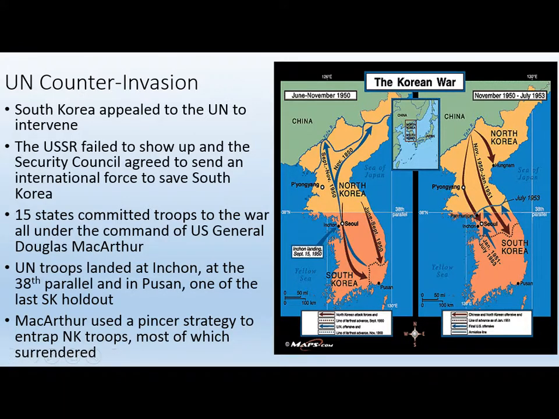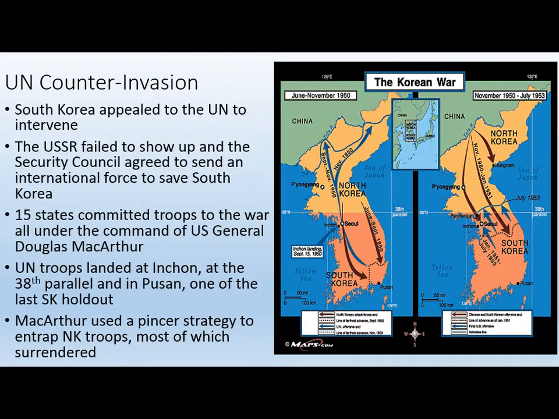So South Korea formally appeals to the United Nations to intervene. Remember, the United Nations is an international organization created after World War II to solve the world's political problems. One of the big distinctions between the United Nations and the League of Nations is that the United Nations is run by the Security Council. The Security Council is most of the world's most important countries, including the United States. And it's those countries that get to decide the decisions for the entire world.